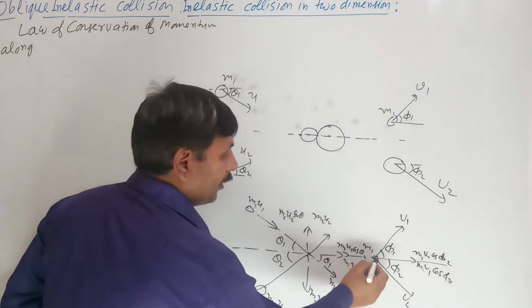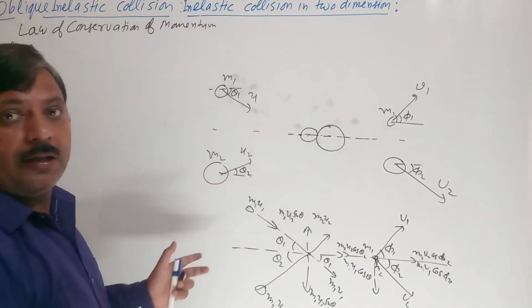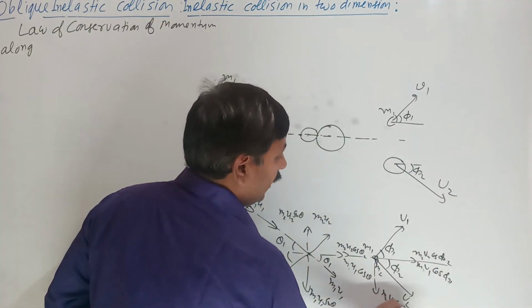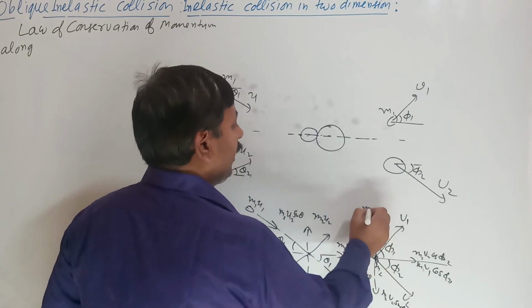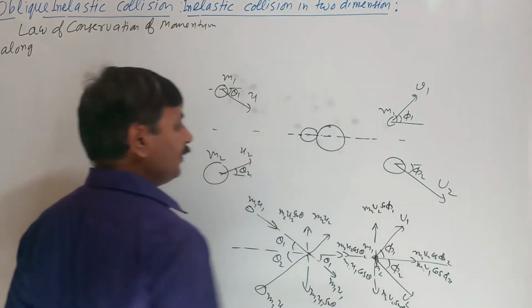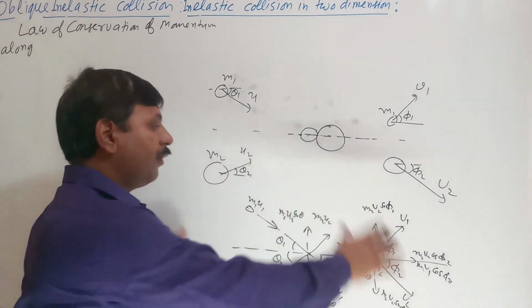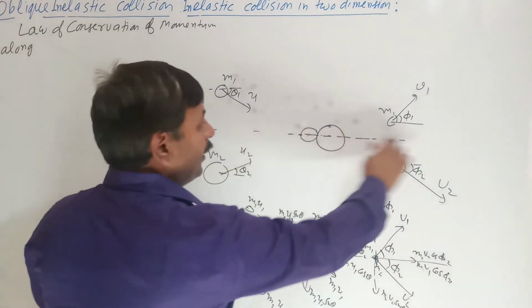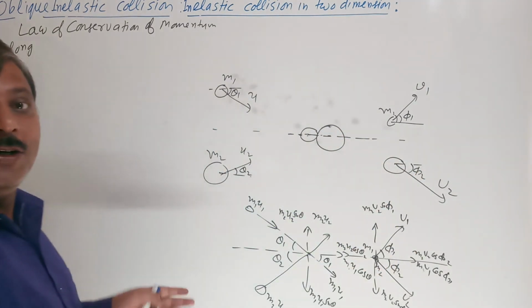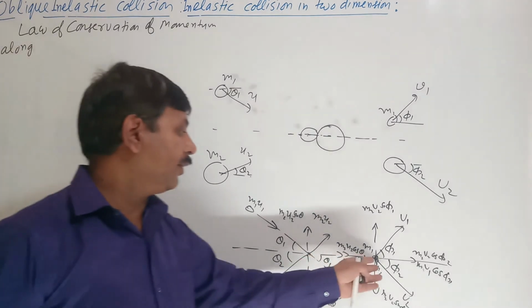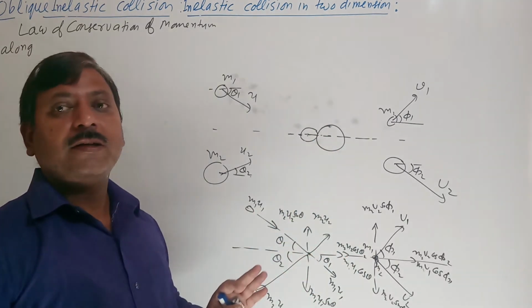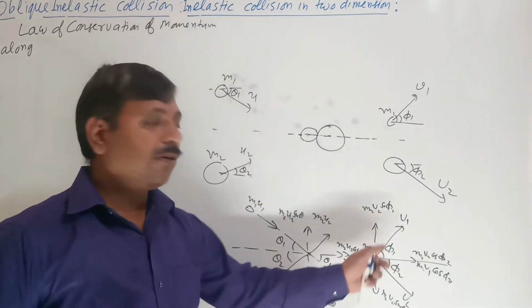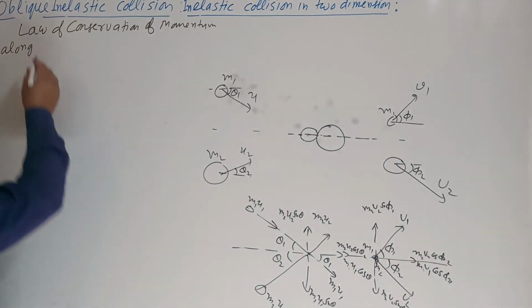Same as previous, if we are taking the components along x-axis and y-axis, M2 V2 sin phi 2 and here M1 V1 sin phi 1. These we have taken in the form of components. Along x-axis total linear momentum is conserved, as they are applying force to each other. There is force of collision.